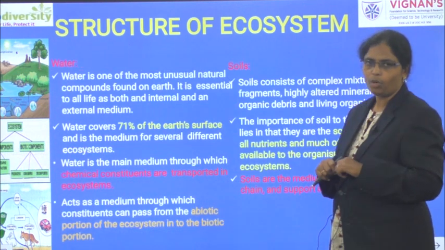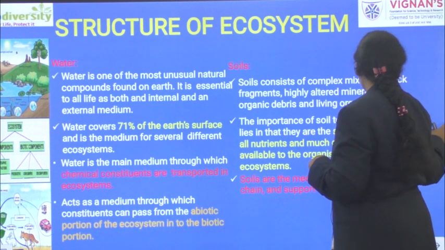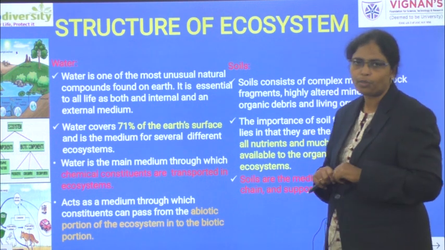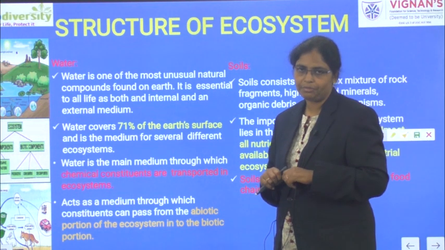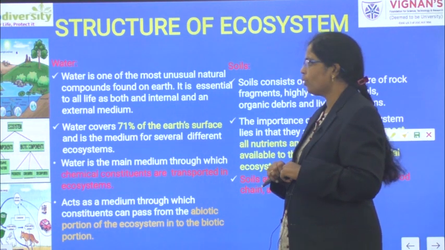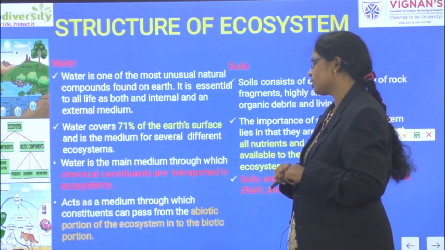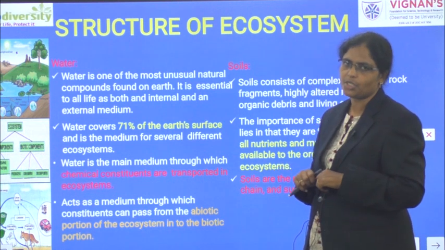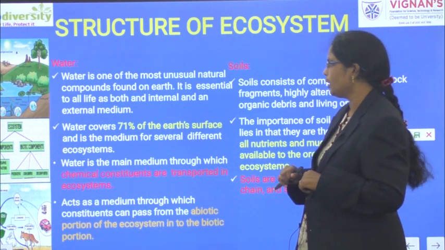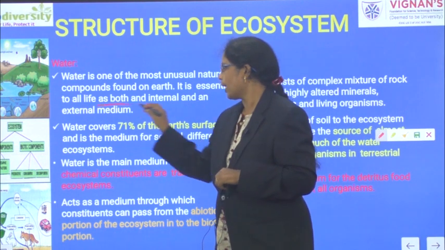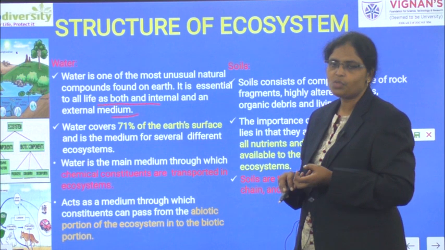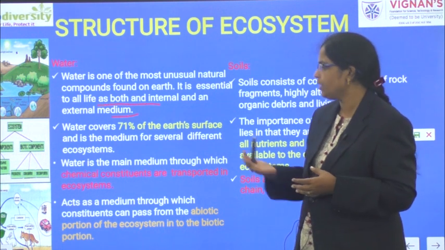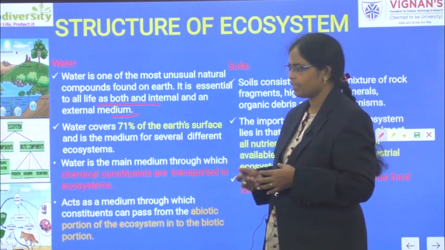The second one is water. This is also very much essential and plays an important role. Without water, we cannot sustain our life. So water is a very essential component in the ecosystem. It acts as both an internal as well as an external medium. And water occupies around 70% of the earth's surface.